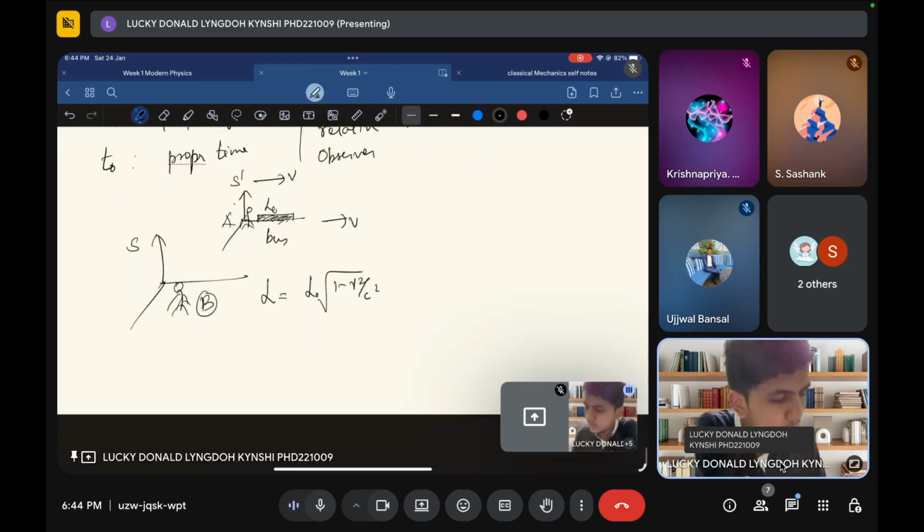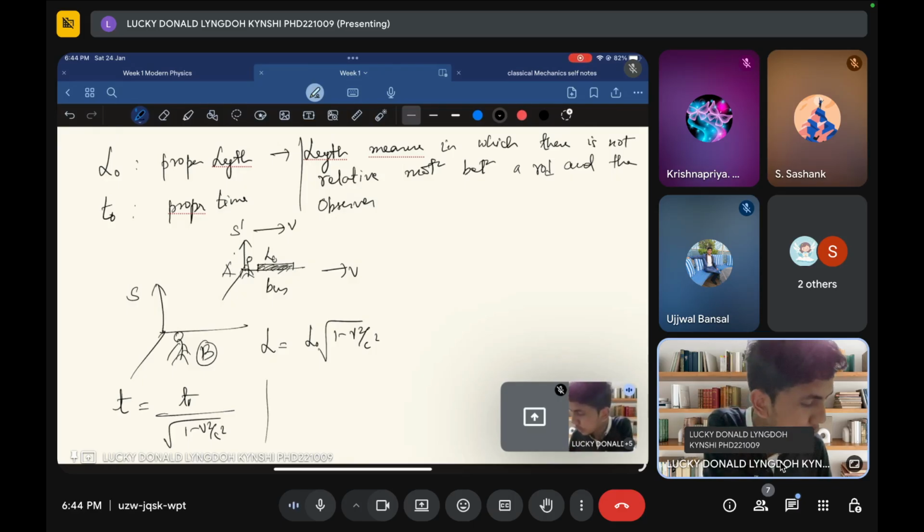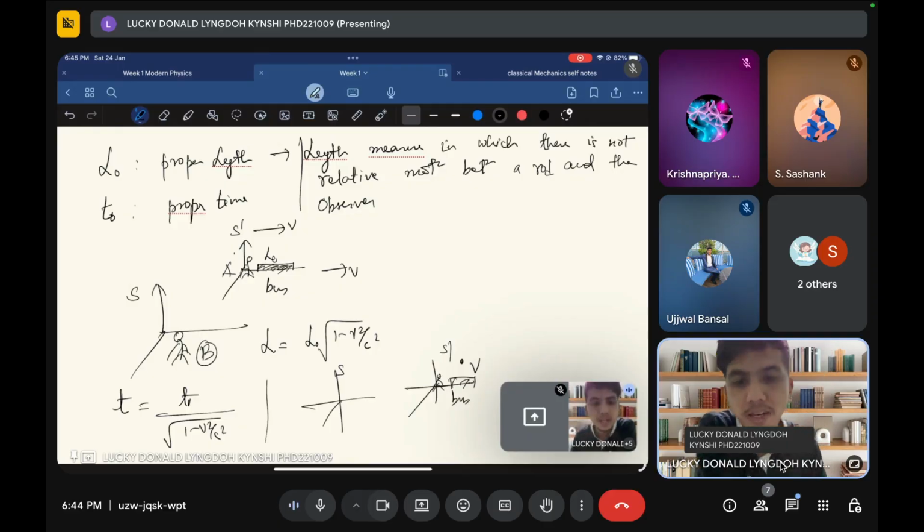Similarly for time, T is equal to T naught divided by root over 1 minus v square by c square. It means the same. Suppose there is the S frame and the S prime frame, and S prime is moving at velocity v. Events are occurring inside the bus, which is moving at velocity v, and whatever events occur here and whatever events you measure, they are the same.